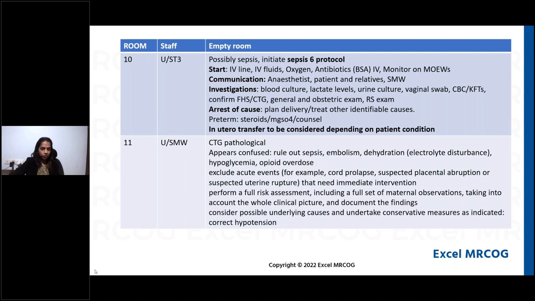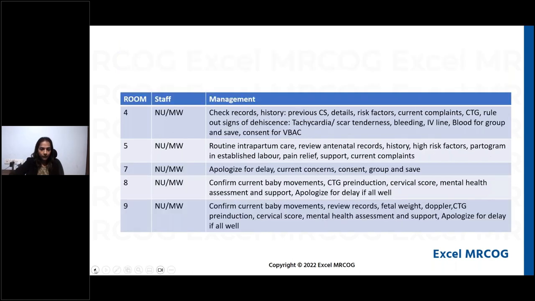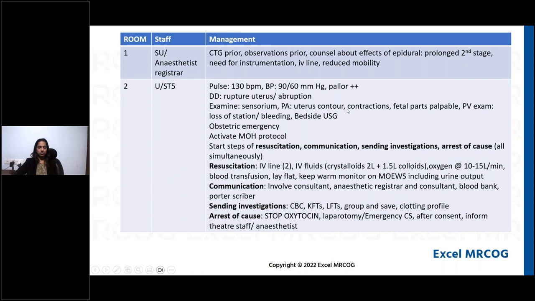Then go to the rest of the rooms. The first room is semi-urgent because she's come for epidural. She cannot be non-urgent because if she's come for epidural, you have to cater to her need and give her epidural. So here you would ask the anesthetist registrar to see her, and she has to be started on epidural. Before epidural, you have to start an IV line.